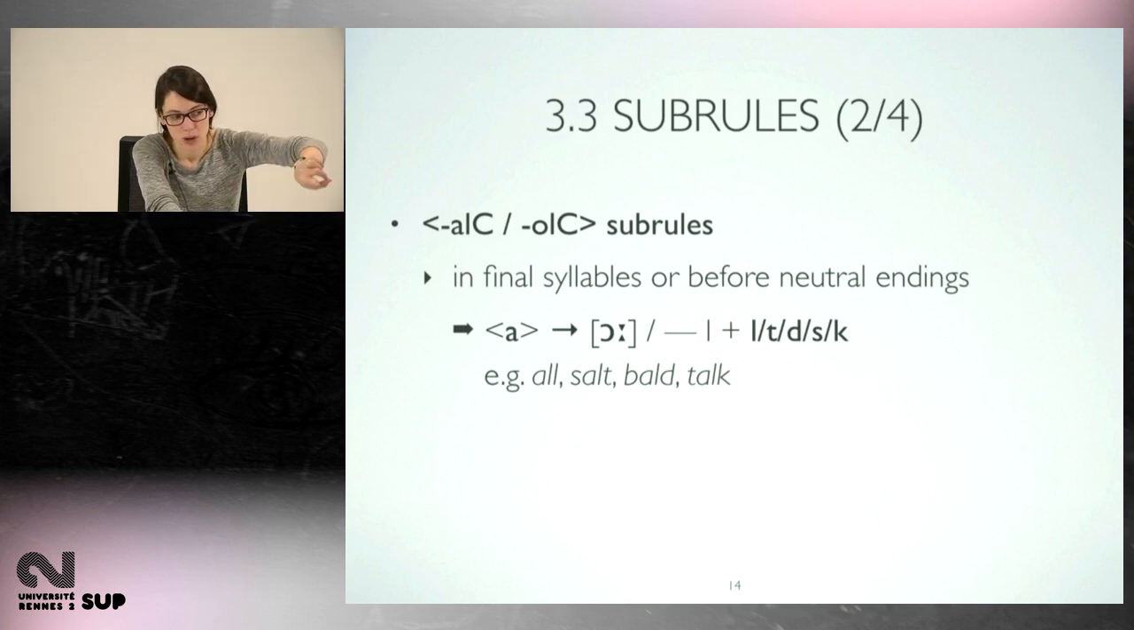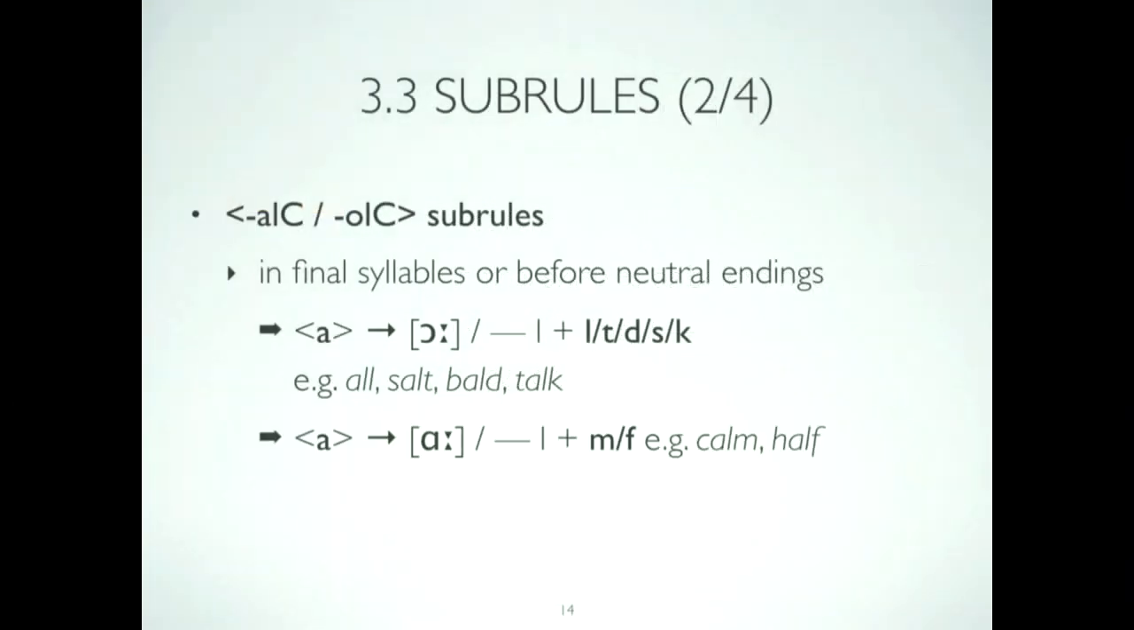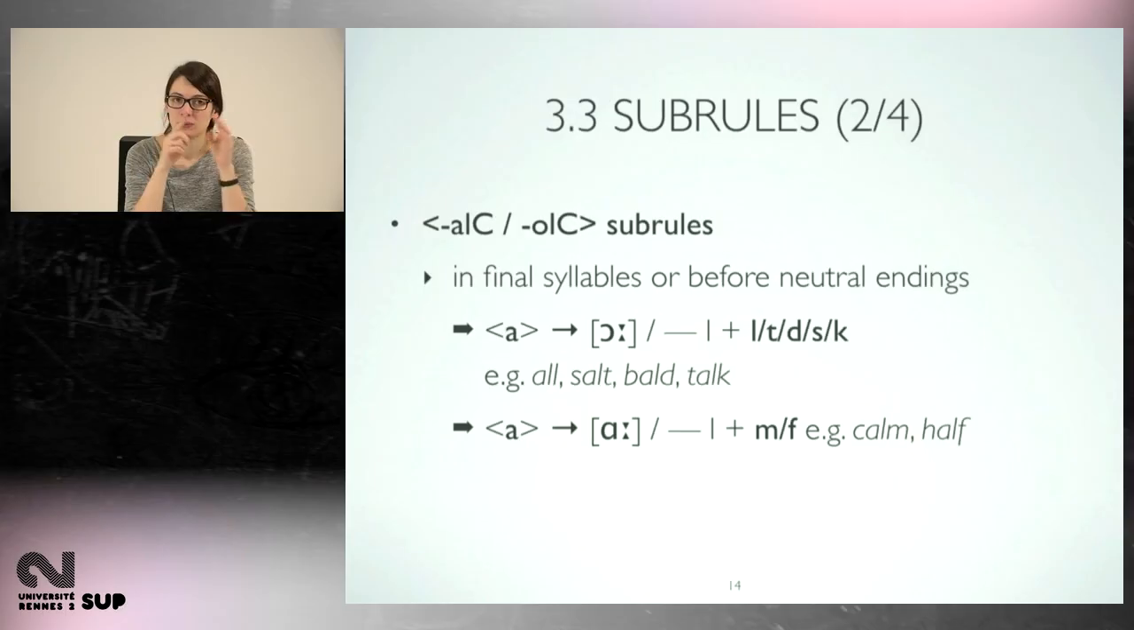There's another type of ALC context for the A vowel. When the vowel occurs before L plus M or F, it has a different value, which is R, which actually corresponds to its checked or modified value. That's what you have in calm and in half. So compare all, salt, bold, and talk, and calm, half. There's a difference in the pronunciation of the vowel in these two cases because the consonant following the L is not the same.